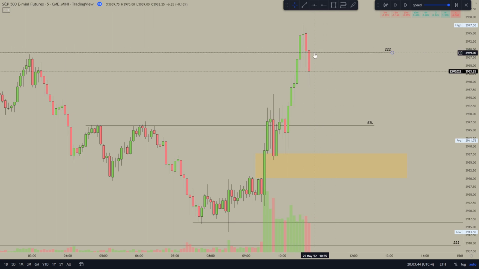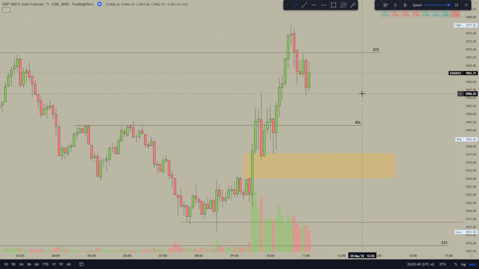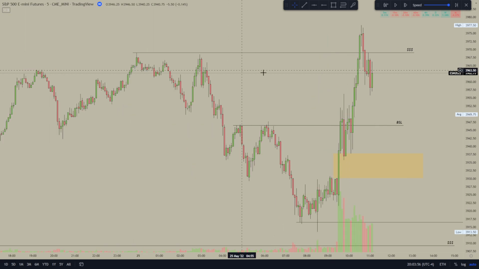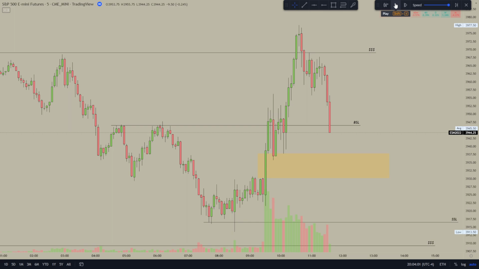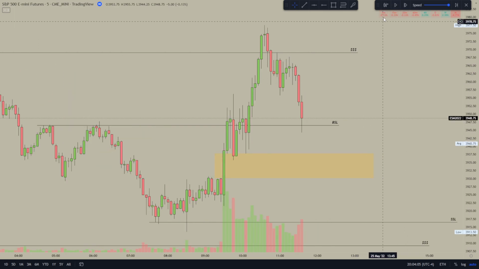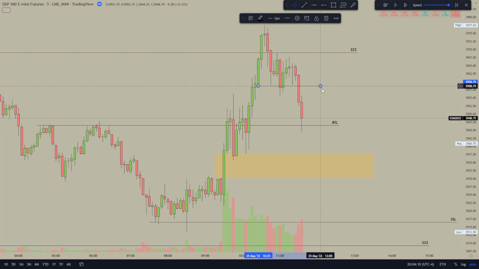Now at this point I was looking for entry for short because price had done what it needed to do. We had already completed our upside move. We hit our swing high, and we saw the rejection. So now we're looking for more downside. We identify this swing low here. This is a pretty pronounced low down here. You can see the stop hunt that took place over here.